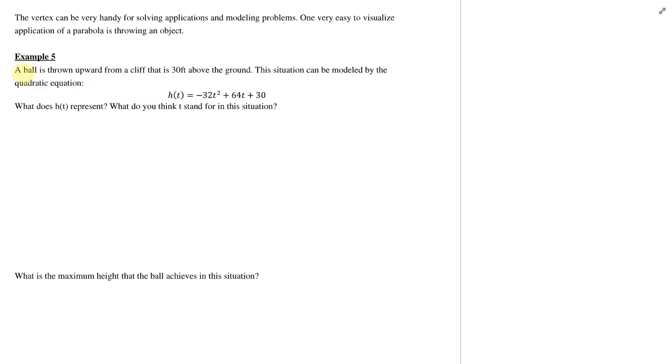A ball is thrown upward from a cliff that is 30 feet above the ground. This situation can be modeled by this quadratic equation. What does h of t represent, and what do you think t stands for in this situation? I haven't told you what these mean, but just by looking at this, we're throwing a ball off of a cliff. So maybe here's my cliff, and here I am, throwing a ball off of a cliff. So this equation is modeling this.